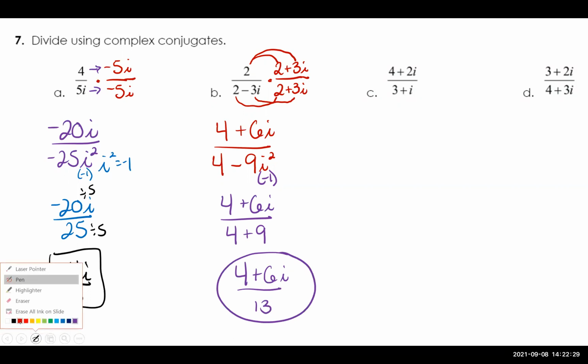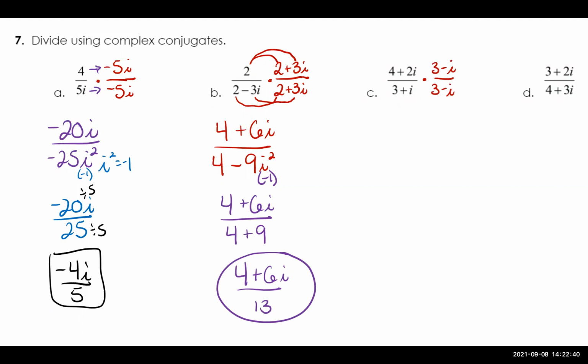Part C, dividing 4 plus 2i over 3 plus i, multiplied by the complex conjugate of 3 minus i. So in the top, we need to FOIL this all the way out. So multiply 4 times 3 is 12. 4 times negative i is a negative 4i. 2i times 3 is a positive 6i. 2i times negative i is a negative 2i squared. There we go. In the denominator, just doing the parts that won't cancel.